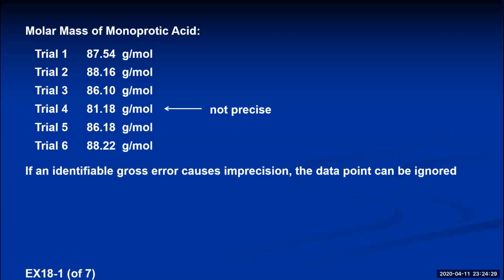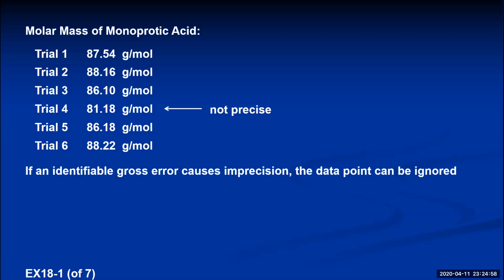It could be that there was a gross error that occurred. So if an identifiable gross error caused this imprecision, we would immediately throw out that data point and not use it to calculate the average molar mass from all of our different trials. This would be something like maybe you got to the pink endpoint in the titration, then added 2 extra drops by mistake. That's an identifiable gross error, certainly going to give you an imprecise value for your molar mass.